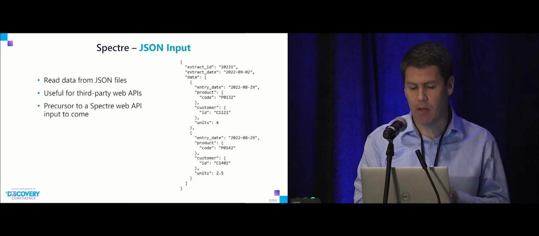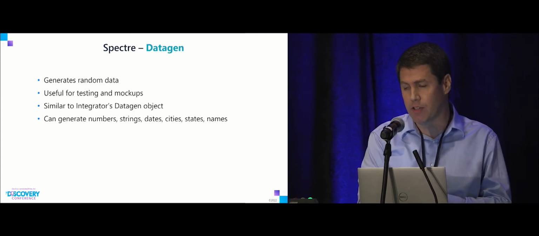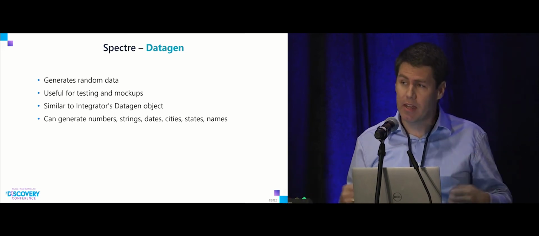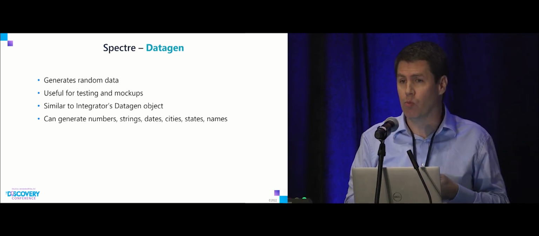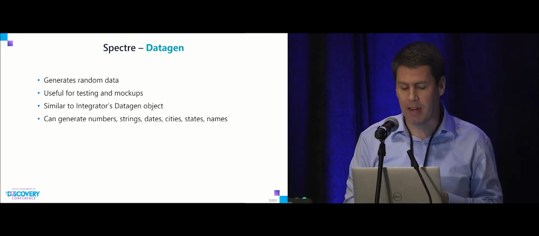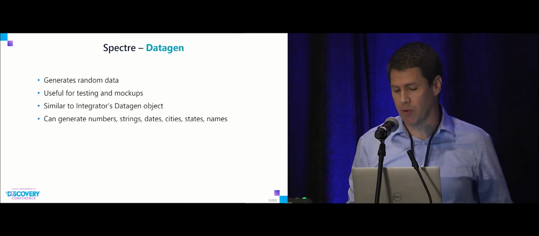And the last Spectre option I want to mention is data gen. This is just for bringing us sort of parity with an integrator feature of generating random data. This can be nice for doing mock-ups or when you want to report an issue to us but don't want to give us the actual PHI, and it has a bunch of flexible options for how you'd like to do that.